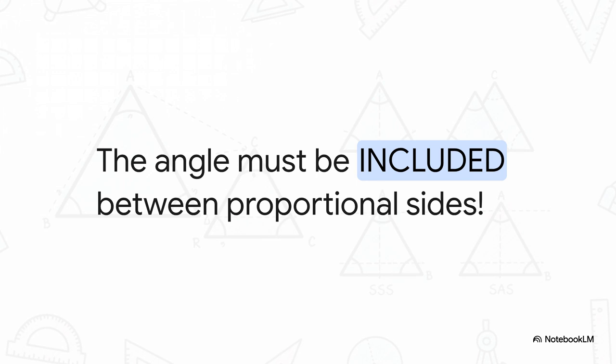Ah, not quite. Remember the golden rule we discussed? The angle must be included. Look exactly where angle Z and angle P are sitting. They are completely outside the sides we just measured. Because they are not sandwiched directly between our proportional sides, the SAS test completely fails here. There's just no way to say they are similar based on this evidence. Do you see how important that one little word, included, is?